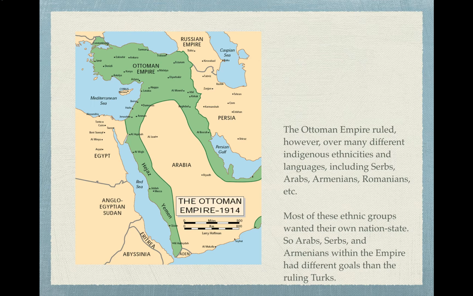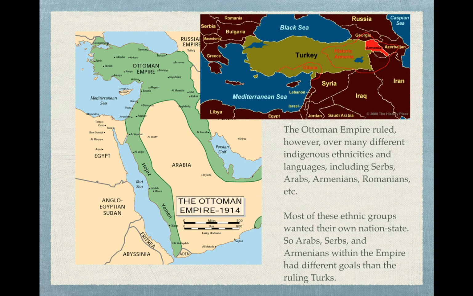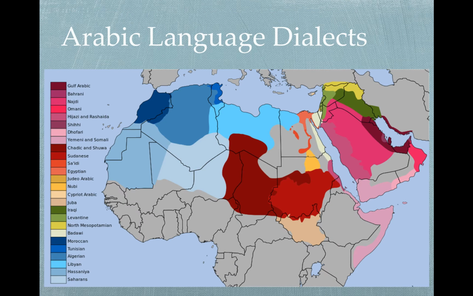Yet they were ruling over Arabs, Serbs, Armenians, and again, this was after a period of decline. This is all the Ottoman Empire had, but they were still ruling over these different ethnic groups. For instance, Armenia here is indicated in red. And what many of these ethnic groups wanted was different from what the Ottoman Empire wanted. So if the Ottoman Empire joins up with Austria-Hungary, that doesn't necessarily mean Armenians want to do that. They want their own nation state.